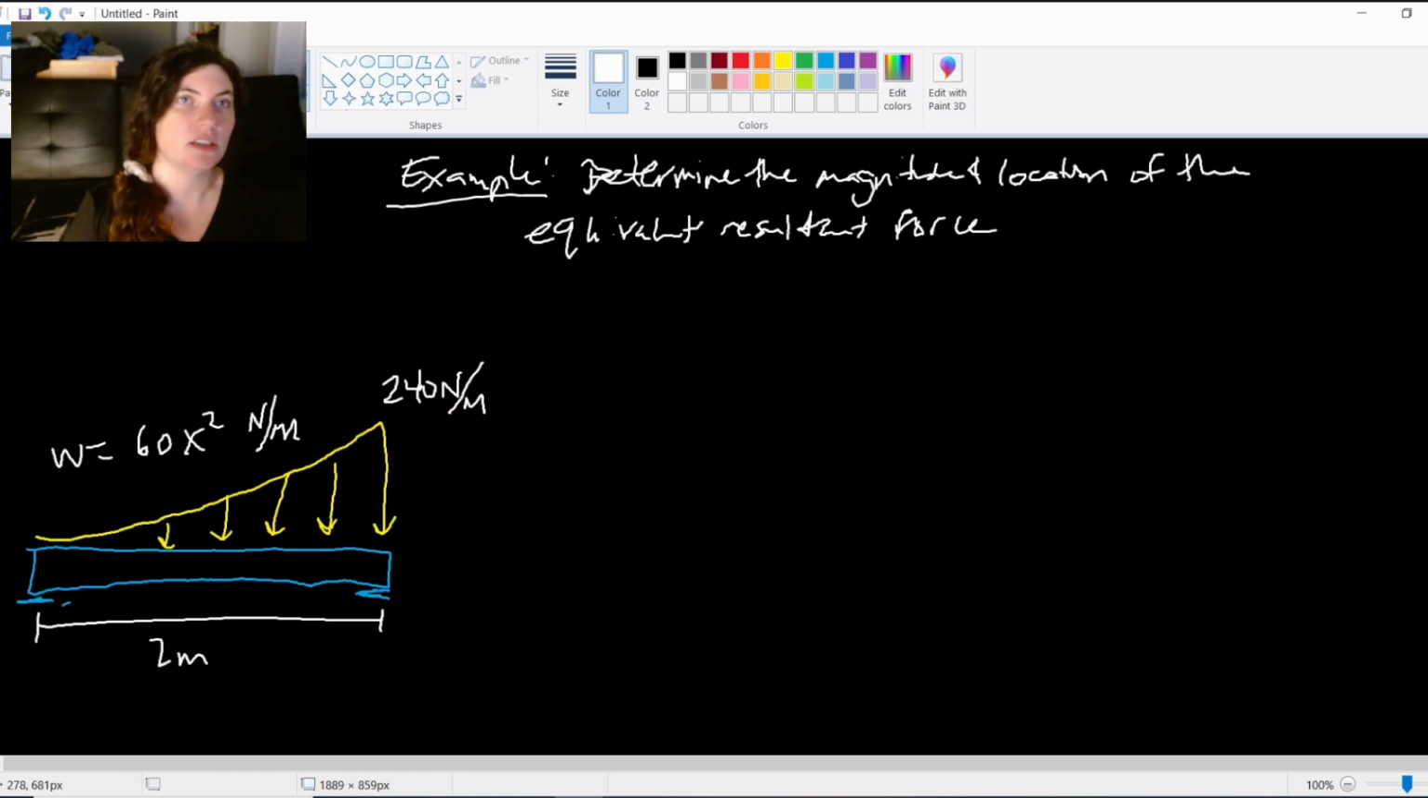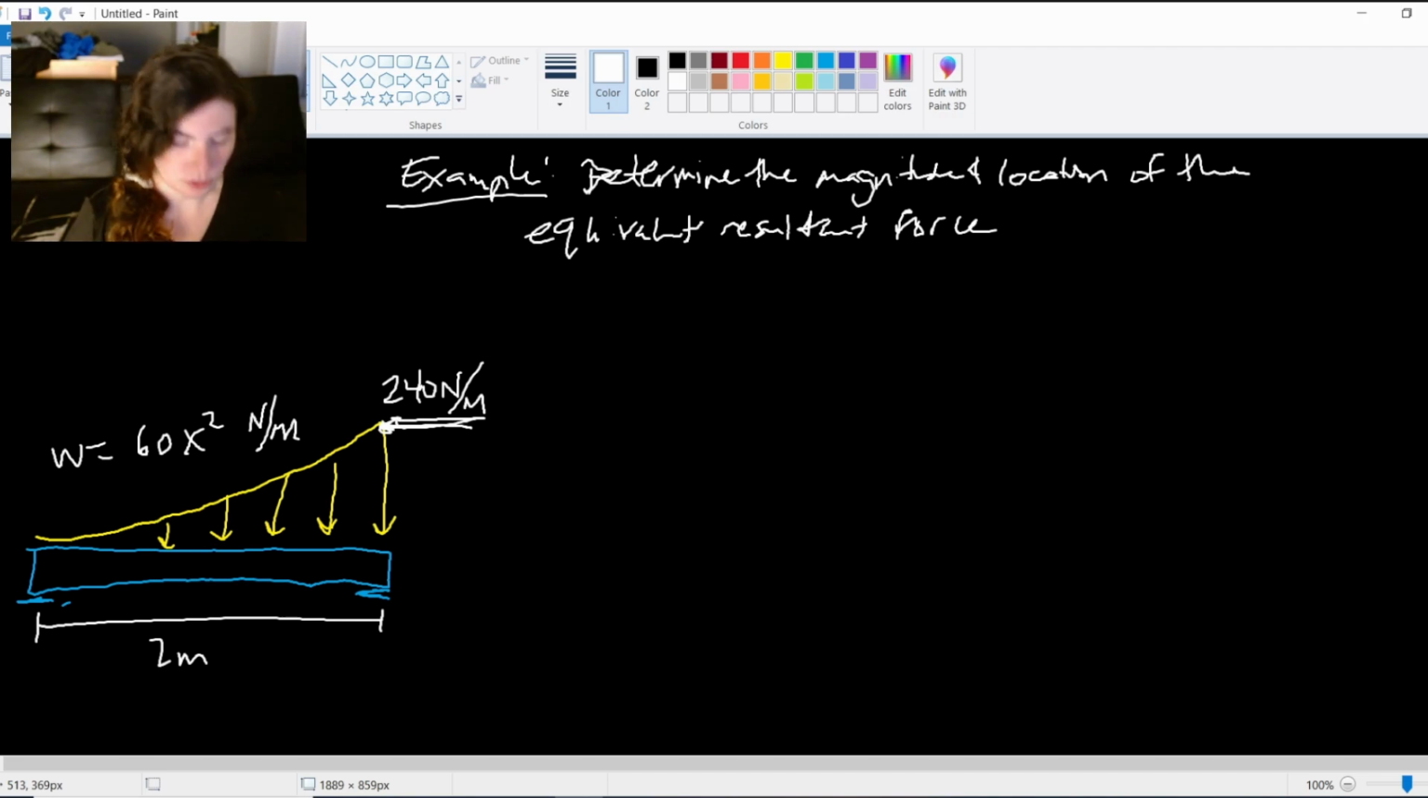This example asks us to find the magnitude and location of the equivalent resultant force given by this distributed load. What we have here is a curved line. It's parabolic, where w equals 60 times x squared. So it's this parabolic line going up representing the loading on this beam. The 240 newtons per meter at the side tells us the maximum loading at this point, but the loading is represented by the equation 60x squared.